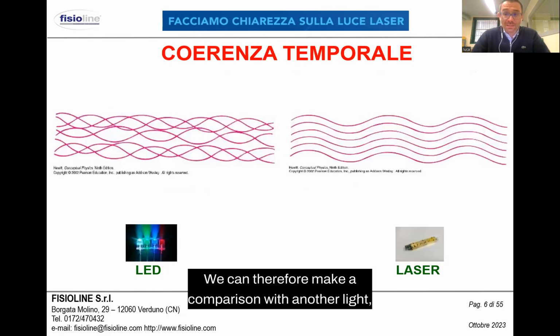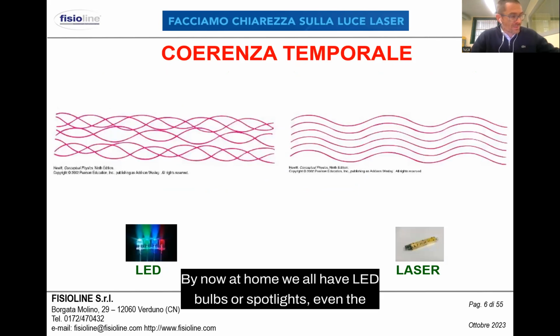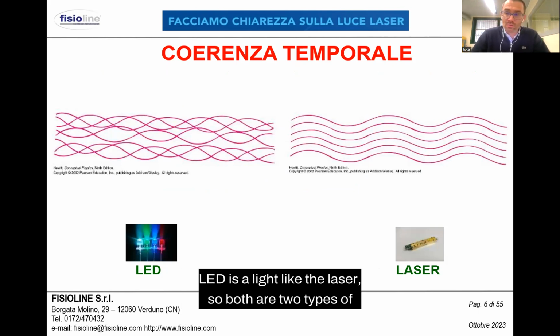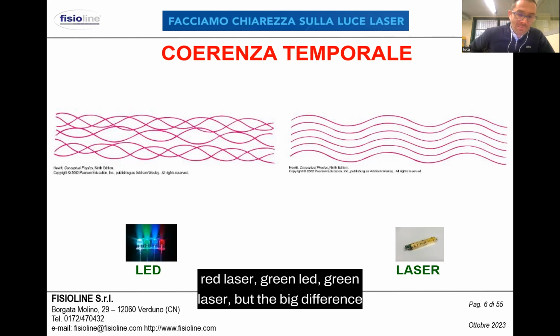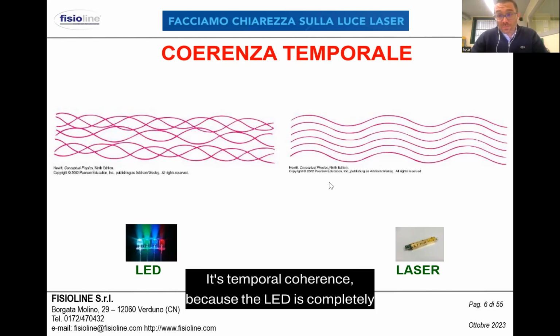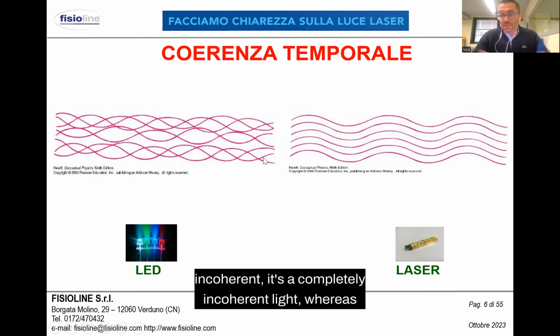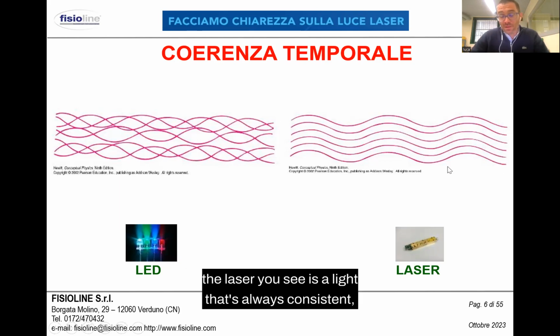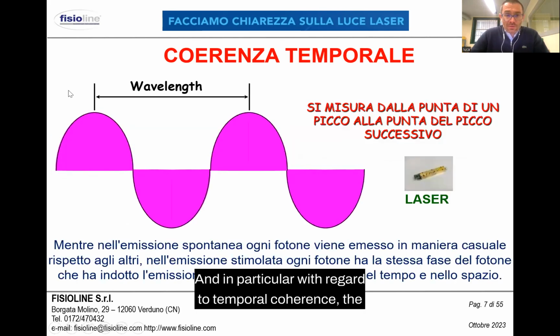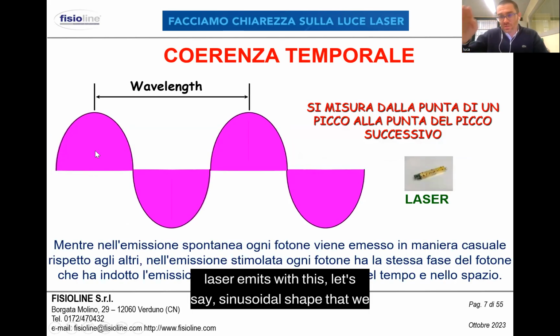We can therefore make a comparison with another light, which we are all familiar with. By now at home we all have LED bulbs or spotlights. Even the LED is a light like the laser, so both are two types of lights. Both can emit in various colors, red LED, red laser, green LED, green laser, but the big difference can be seen in this slide. It's temporal coherence, because the LED is a completely incoherent light, whereas the laser, you see, is a light that's always consistent, always in phase, always constant in time, no matter how long I make my laser source work.